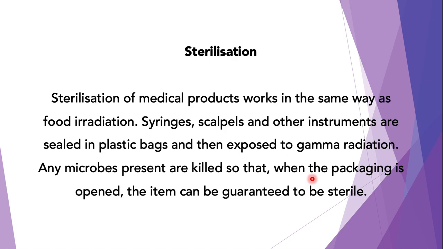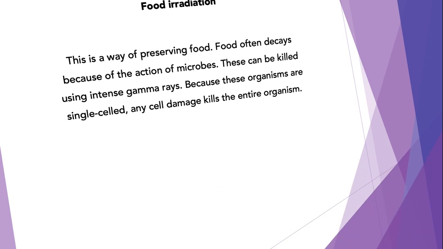We use alcohol swabs to sterilize our skin. For example, when we're getting an injection, the doctors use an alcohol swab to clean the skin first so that it is sterile. Okay, so alcohol sterilizes the skin. So this is what sterilization is. Hope you've understood food irradiation, sterilization, and radiation therapy.